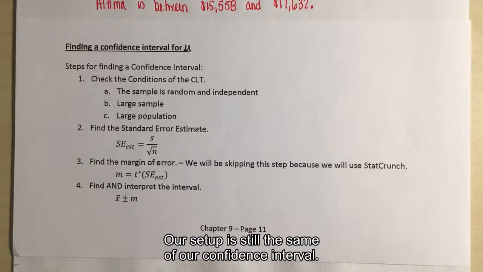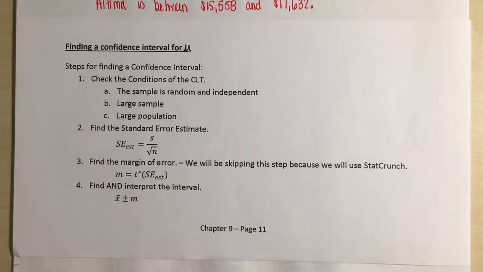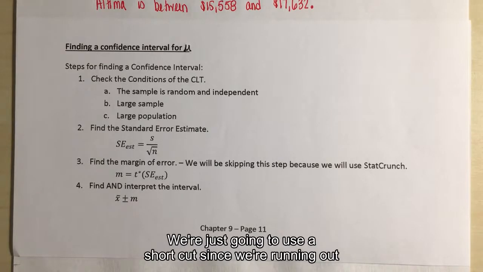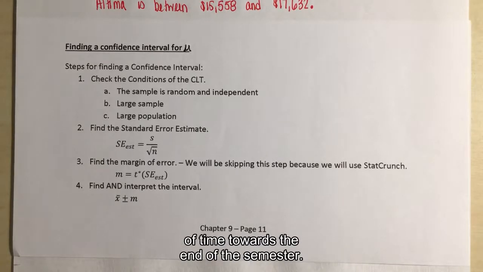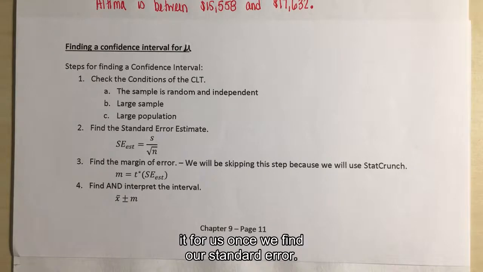Our setup is still the same for our confidence interval. We're going to take our x bar plus or minus our margin of error. Again, we're just going to use a shortcut since we're running out of time towards the end of the semester, and we're just going to use StatCrunch to perform these calculations and find it for us once we find our standard error.